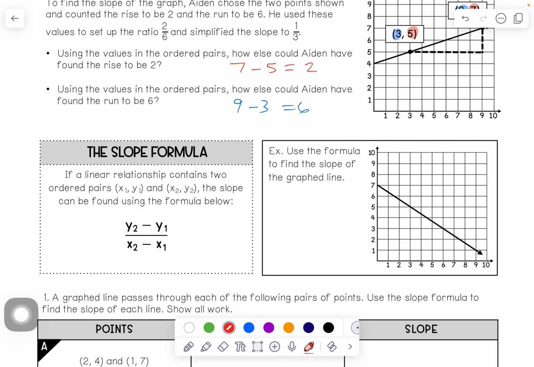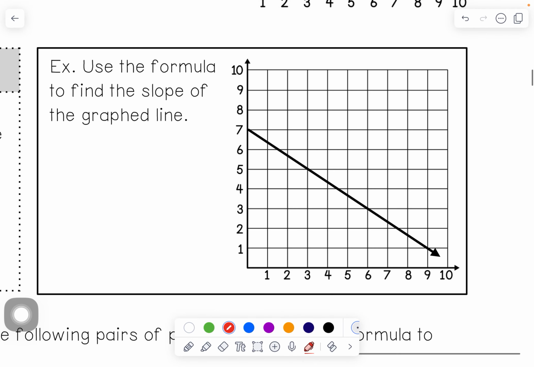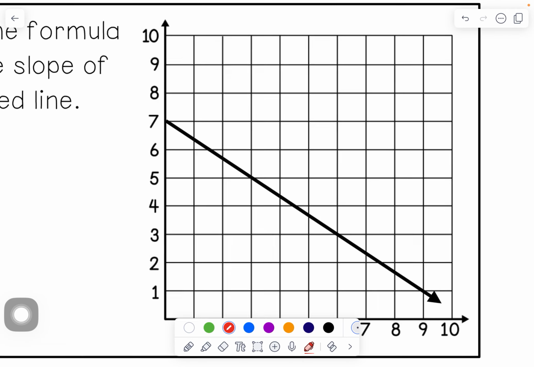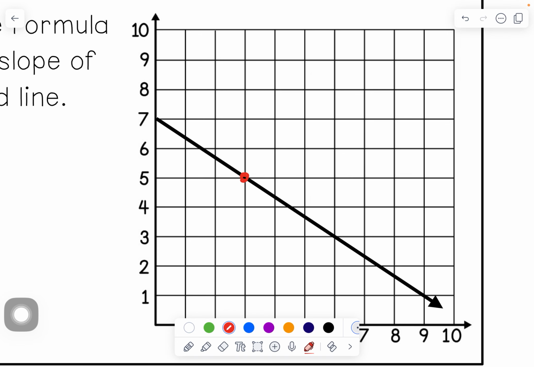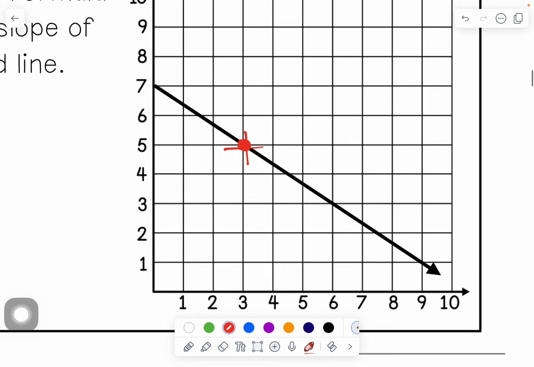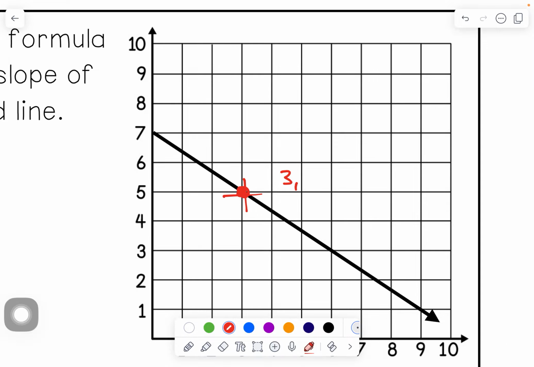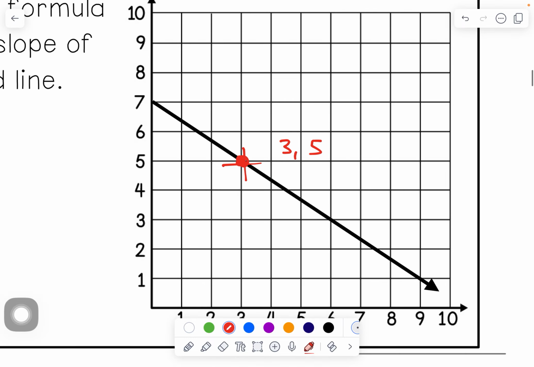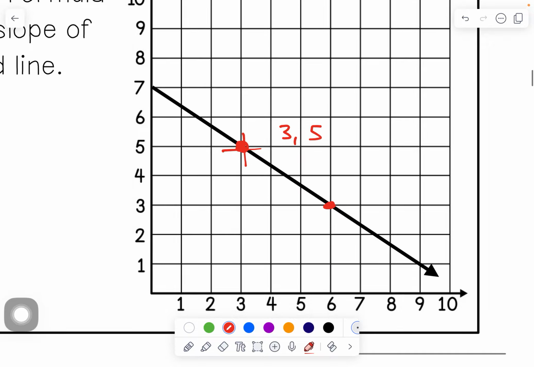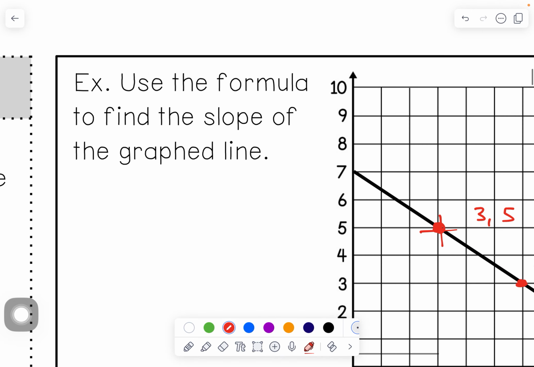So if I use the formula to find the slope of the line that's graphed here, I first want to find 2 points. Just like we did last lesson, I want to choose a point that's at the intersection of grid lines. In this case, that point is 3, 5. Choose another point, again at the intersection of grid lines. This point looks to be 6, 3. So those are my 2 points, 3, 5 and 6, 3. It doesn't matter which one I call the first point or the second point, it's irrelevant.